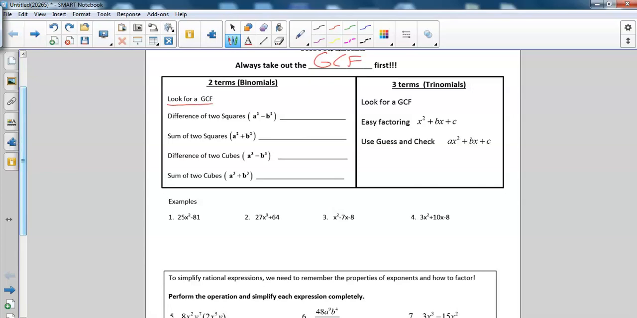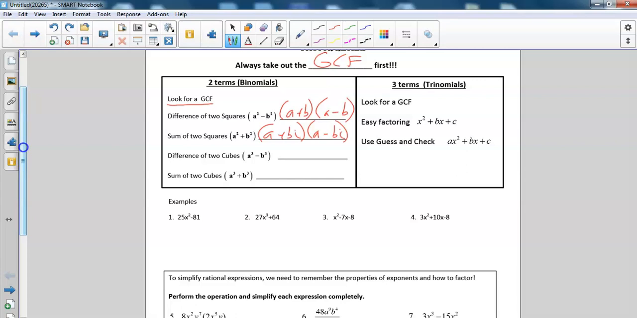Now there are some patterns in factoring, some shortcuts. The difference of two squares: when we have two perfect squares and they're being subtracted, we can break it up into (a plus b)(a minus b). For a sum of two squares, it's almost the exact same pattern, a plus b and a minus b, but we need the help of our little friend, i.